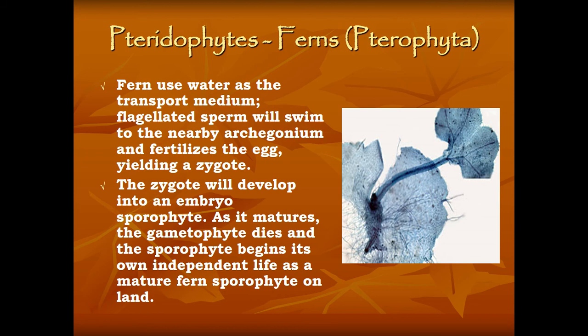And remember, pteridophytes use water as the transfer medium because their sperm are motile, in which they have flagella that will help the sperm swim to the nearby female gametophyte and fertilize the egg, producing the zygote. The zygote will develop into the embryo of the sporophyte, and as the embryo sporophyte matures, the gametophyte will die, and the embryo sporophyte will begin its own independent life as a mature fern sporophyte on land.